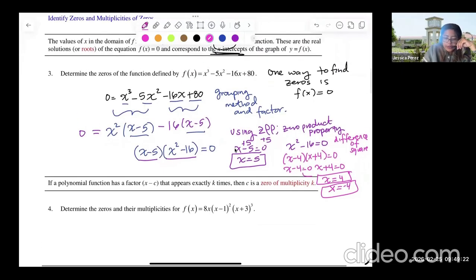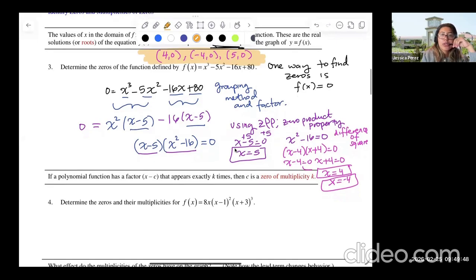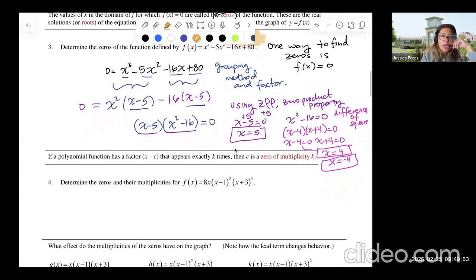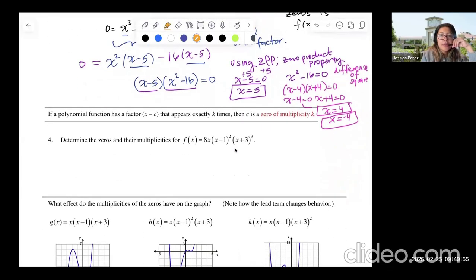So the zeros will be (4, 0), (-4, 0), and (5, 0). So these are my 3. That is 3 solutions, 3 zeros from this cubic function. Okay, so you have to factor, you have to set it equal to 0. Now, number 4, what happens once you factor?